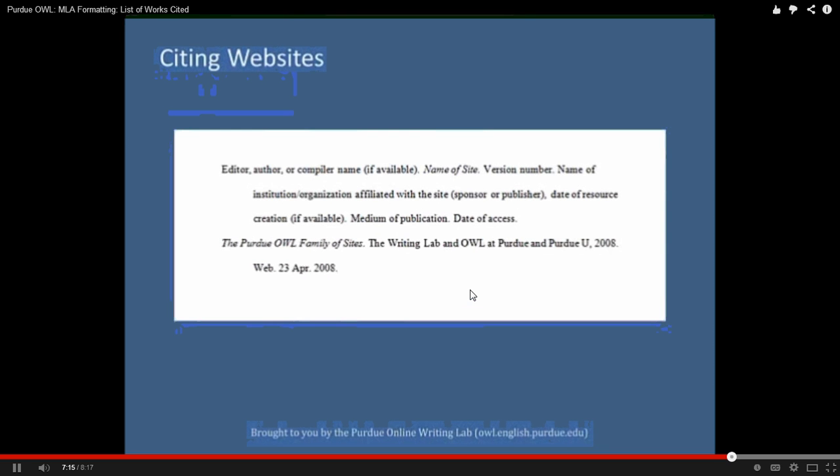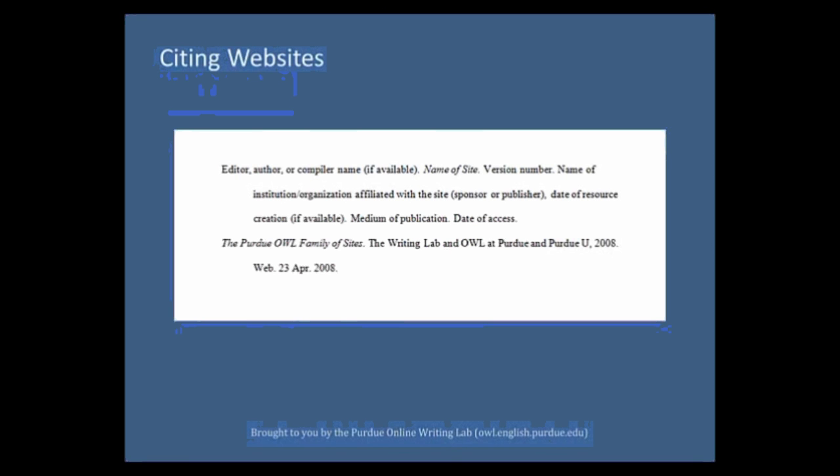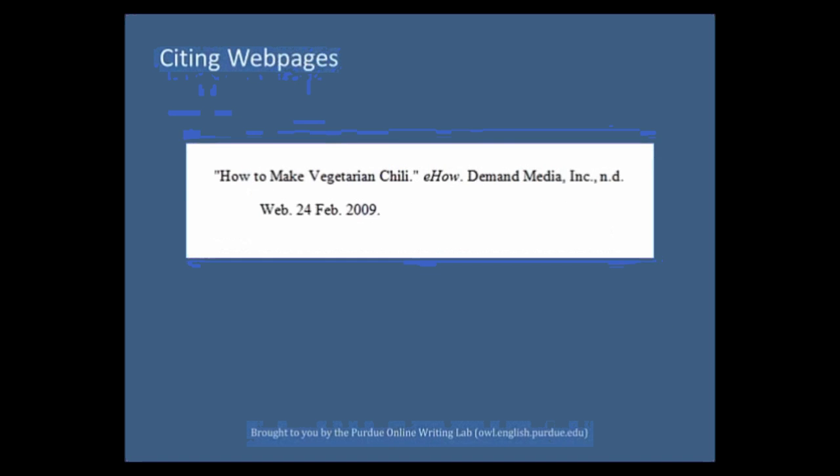Okay? Period. List the version number followed by a period. Indicate the institution or organization affiliated with the site followed by a comma, and the date of resource creation followed by a period. Indicate the medium of publication followed by a period, and finally list your date of access followed by a period. To cite an individual page on a website, use the author or alias if known, followed by the information previously discussed for entire websites.